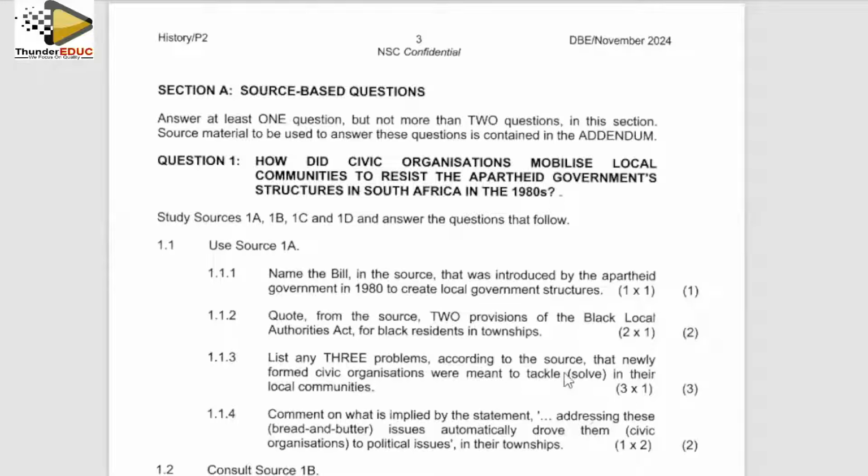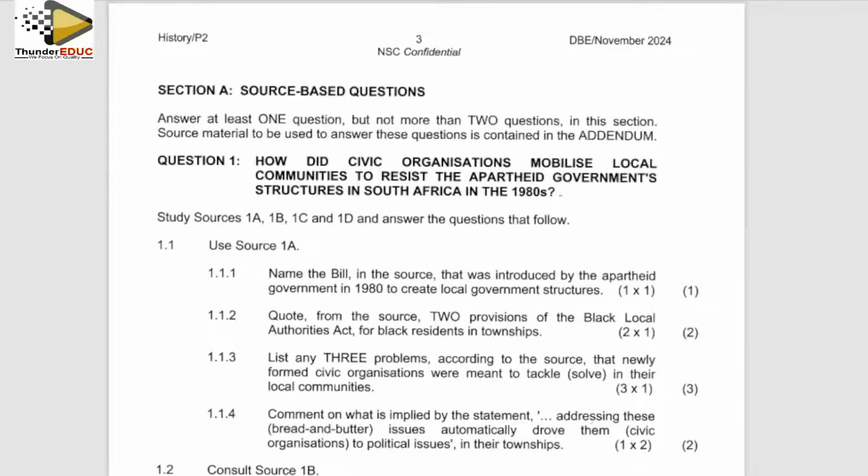Quote from the source 2 provisions of the Black Local Authorities Act for Black residents in townships. Again, it's a 2 by 1, which means it's also an extraction question. And what you should be aware of is that if it's 2 by 1, you are supposed to give 2 different responses, with each response weighing 1 mark. So you must get 2 different provisions from the source, which were provided through the Black Local Authorities Act.